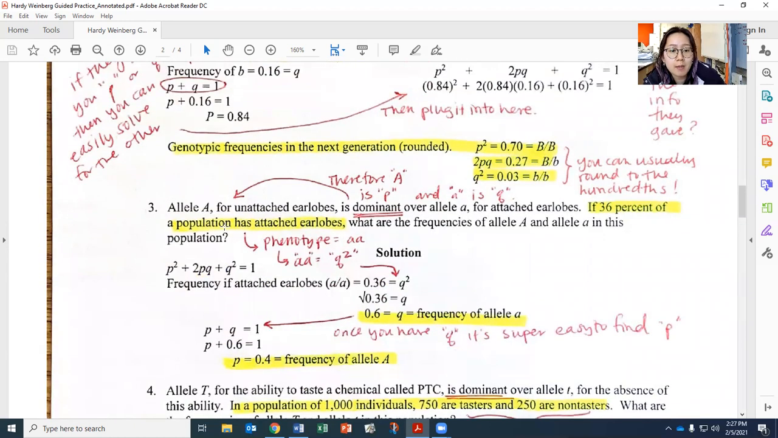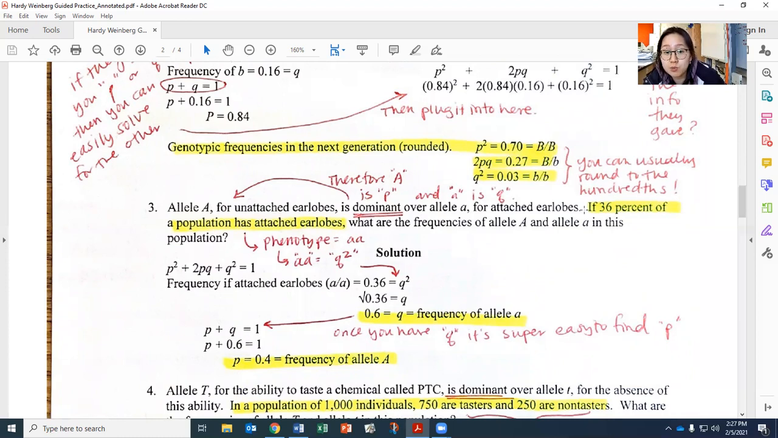Number 3, allele capital A for unattached earlobes is dominant over allele lowercase a for attached earlobes. So therefore, we're going to mark the capital A with a p and the lowercase a with a q. If 36% of a population has attached earlobes, what are the frequencies of allele capital A and allele lowercase a in this population? So the question is asking for the allele frequencies at the end. They're not asking for genotypes, they're not asking for phenotypes, they're asking you for allele frequencies.